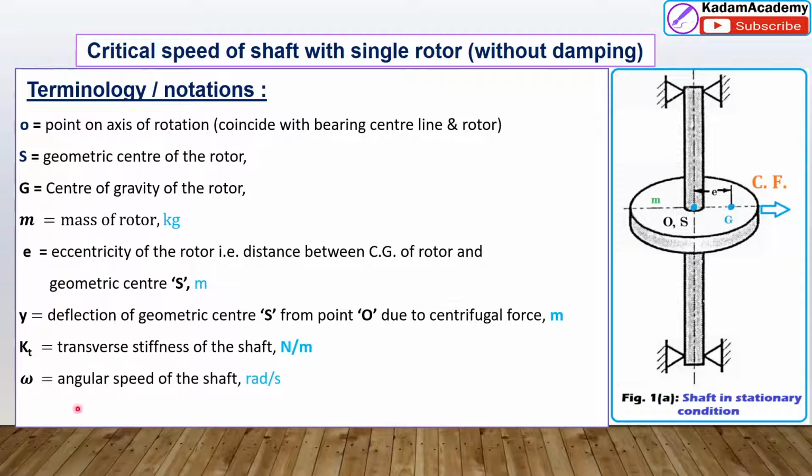So next is the omega. It will rotate like this with the angular speed in radian per second, and that is the speed of the actual shaft. But what is the natural circular speed of the shaft, the natural frequency? We can also find out omega n. So friend, this is the shaft in stationary condition. This figure will show you.